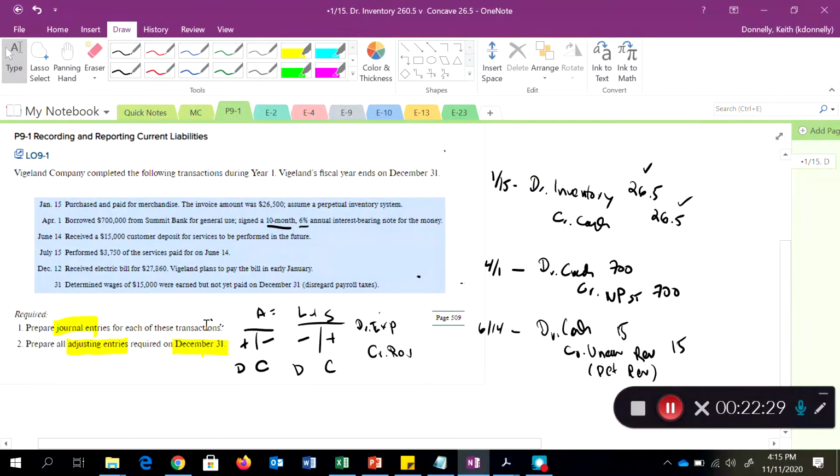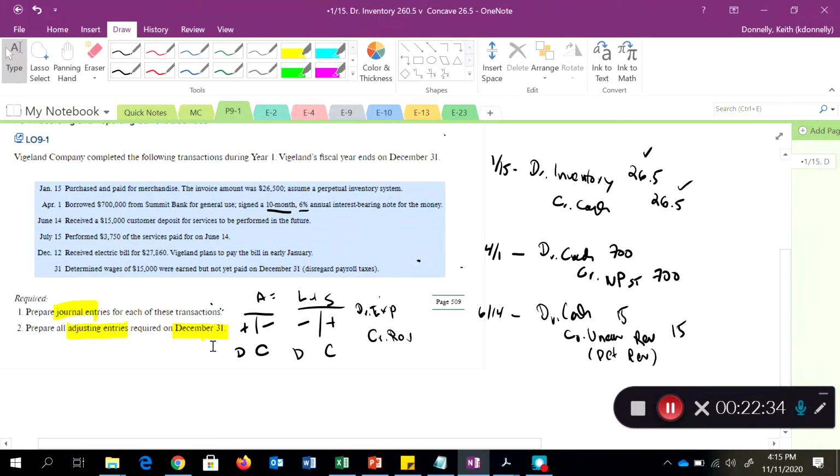Then on July 15th, it looks like we performed $37.50 of the services paid for on June 14th. So 7/15, right? The idea is the customer prepays us, they give us cash, and we then do some of the services they paid us for. Because that's the case, we're going to debit unearned revenue, right? Because it was unearned, 3.75, and then credit revenue, 3.75.